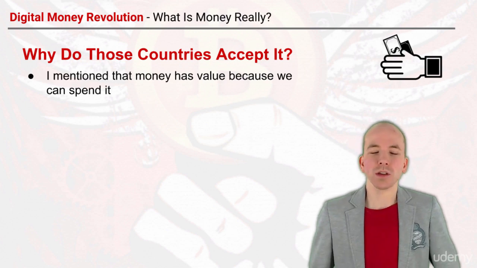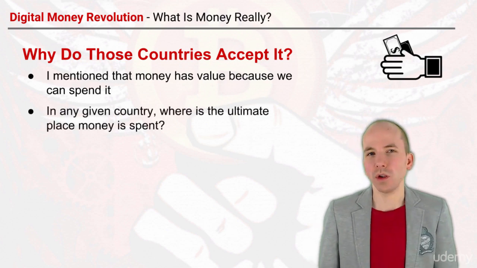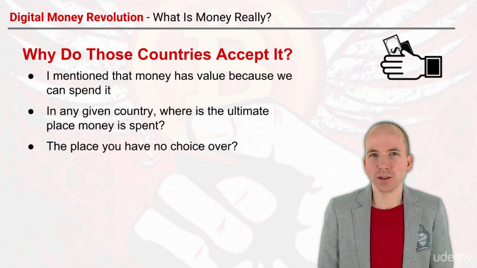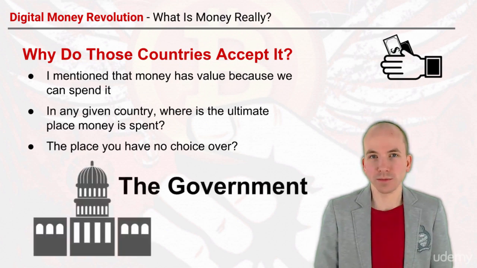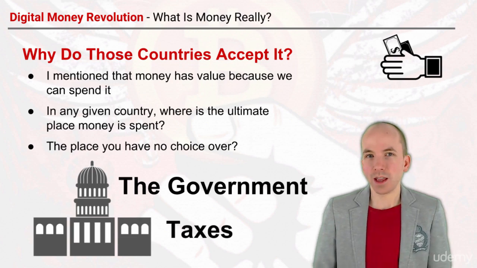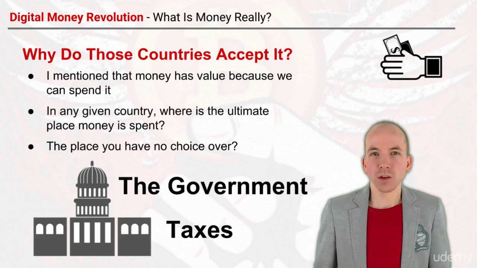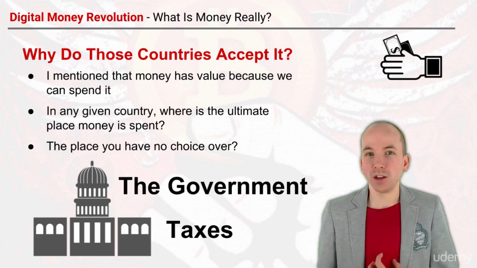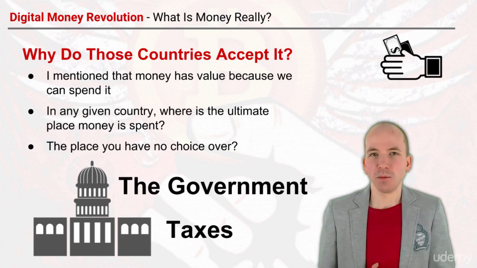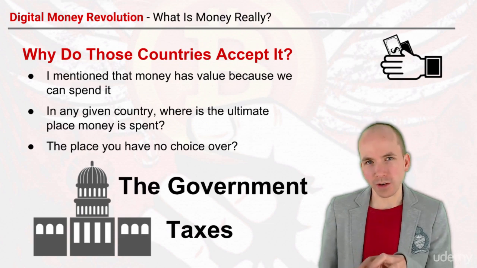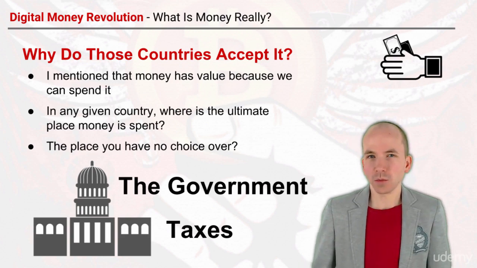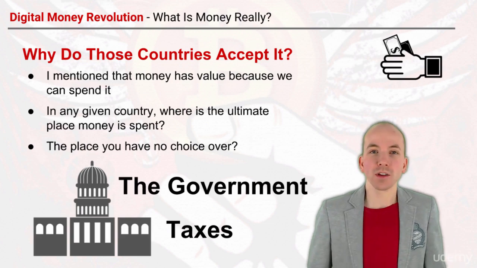So why do those countries accept those methods as payment, and why don't others? Well, I mentioned money has value because we can spend it. And in any given country, what is the ultimate place money is spent? Where's the one place you have no choice over where you spend your money and the form that takes? This is the government. Because the government collects taxes and they get to decide what currency you have to pay your taxes in. And of course, every country has a government. So that government says the national currency in the United Kingdom is British pounds, and you will pay your taxes in British pounds. So the governments in each country kind of have a stranglehold on what can be used as currency. They'll allow people to barter and trade in anything. But at the end of the day, when it comes to paying the government taxes, you have to have some national currency.